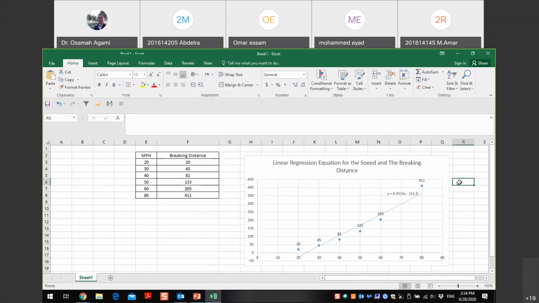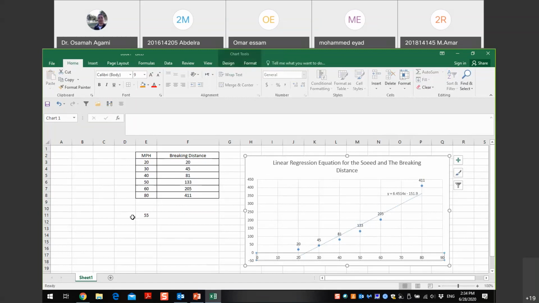That's it. So if I am asking you to find what is the braking distance, if I'm just saying your speed was 55. 55 is not one of your data, so you can go for 55 here, go up, right? And then horizontally to know the braking distance, right? This is how to use the regression equation.